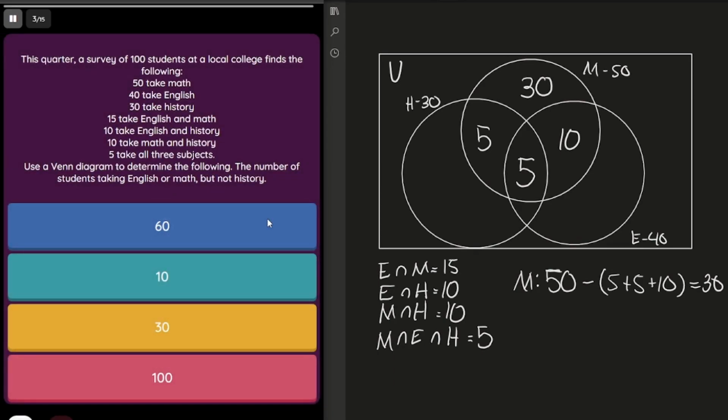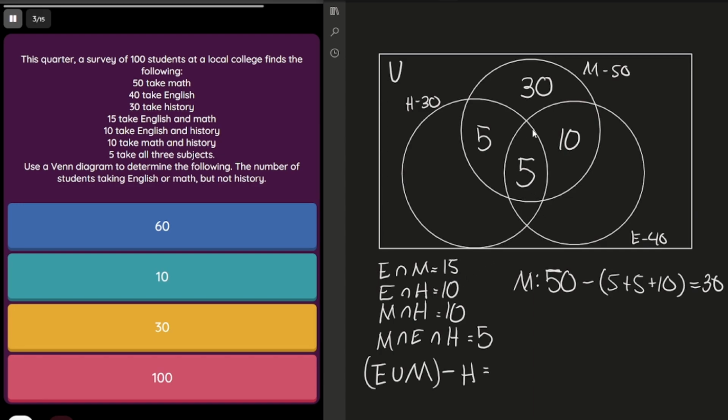And there we go. Question number 3. Same given, different problem. The number of students taking English or math but not history. So we're trying to find the students who are taking English or math but not history. Before we can solve this problem, we have to know those students who are taking English only and English and history only. Looking at history and English, there are 10 students who are taking it.